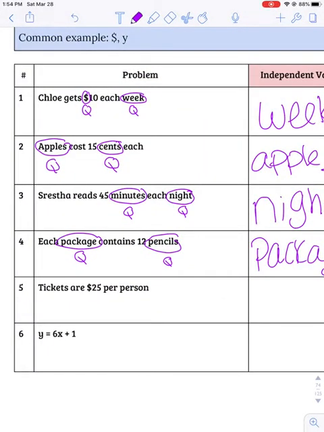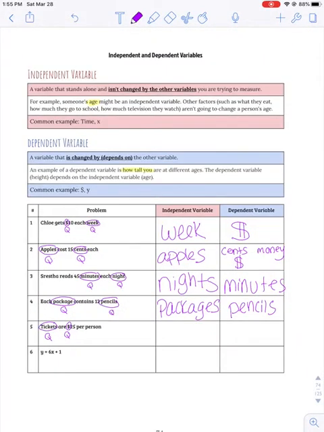All right, try number 5. Pause the video if you want more time. All right, so I see tickets and I see money.